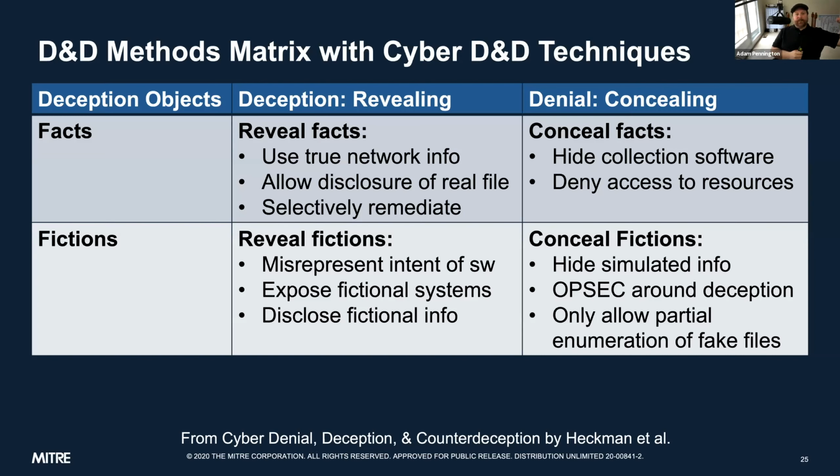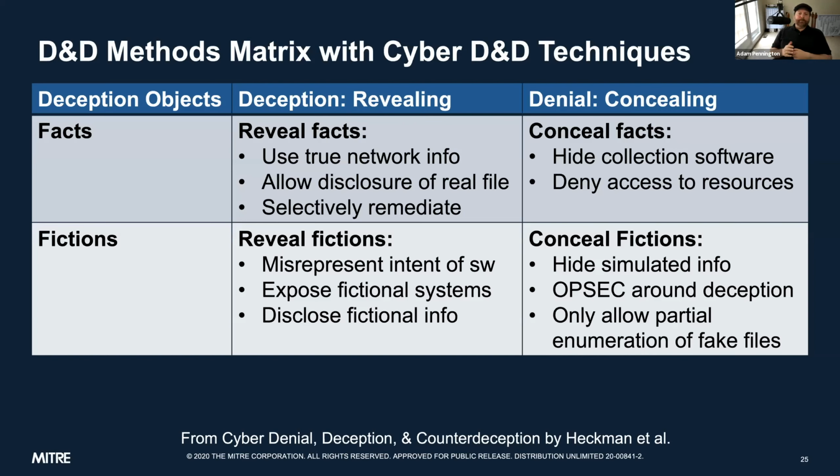So we've got two types of deception objects that we're going to be working with. We've got our facts and we've got our fictions. So these are our truths and our lies. And then we've got two different decisions we can make with them. We can reveal them or we can conceal them. And most things in the deception planning space, in classic deception, tend to fall into revealing fictions and concealing facts. Well, there are types of things we can do that actually fit into all four quadrants.